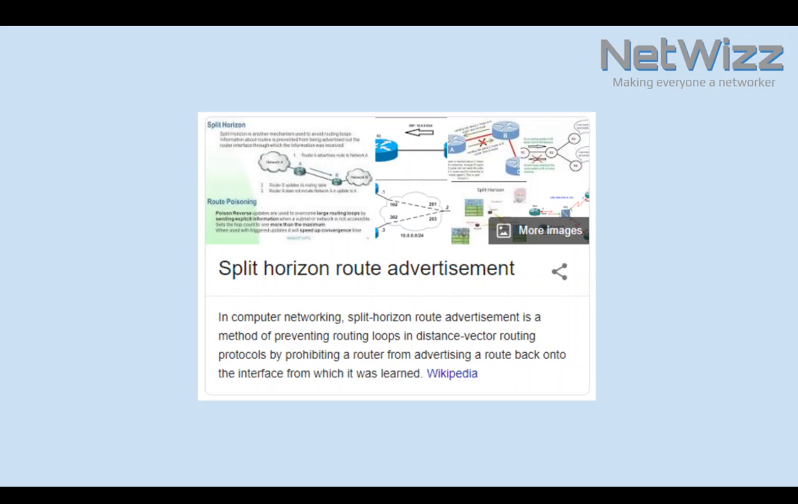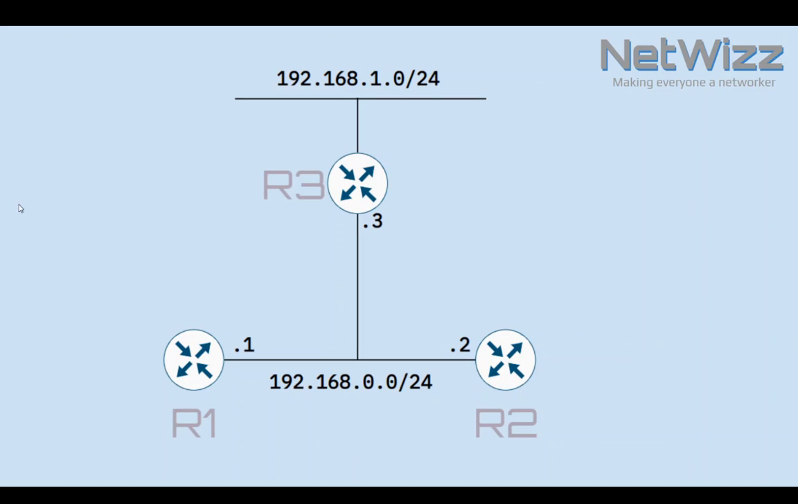Wikipedia states that in computer networking, split horizon route advertisement is a method of preventing routing loops in distance vector routing protocols by prohibiting a router from advertising a route back onto the interface from which it was learned. And this is a very good explanation about what it is. However, although both RIP and EIGRP implement distance vector algorithm, when it comes to split horizon, there is a tiny difference between them. Now let's look at what that difference is.